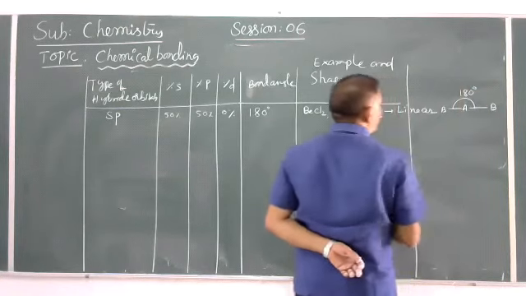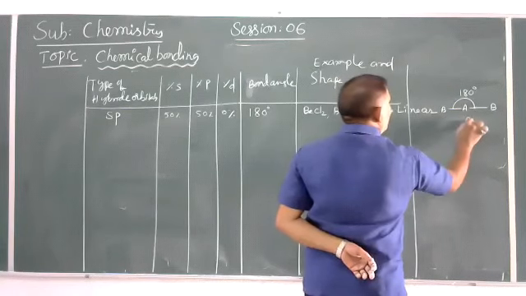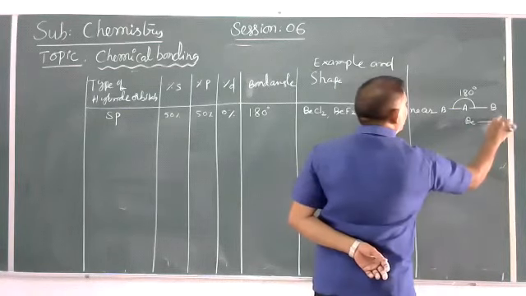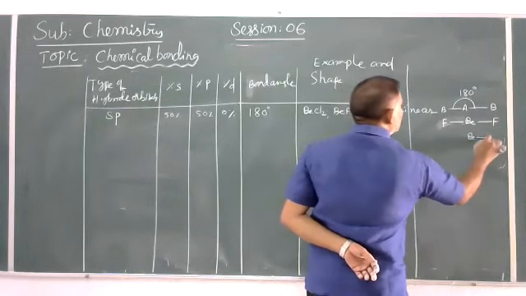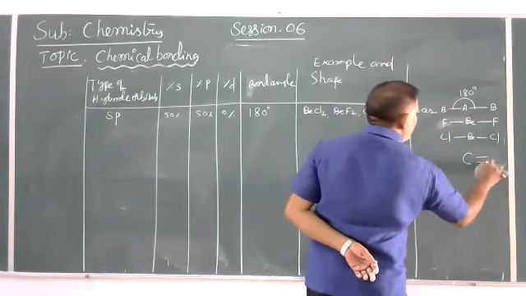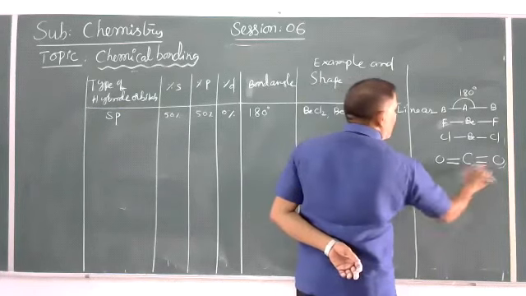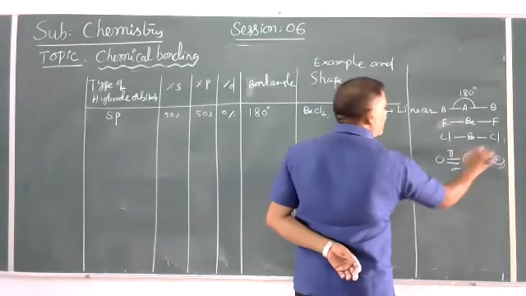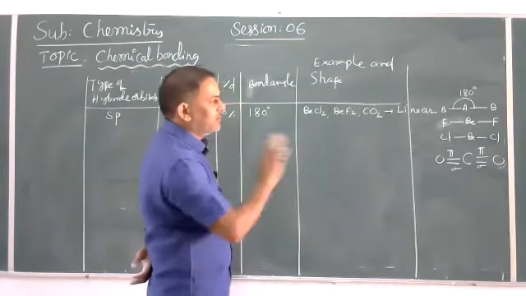There is no lone pair. In beryllium fluoride, the central atom is beryllium with two fluorines. In beryllium chloride, beryllium with two chlorines. In carbon dioxide, C double bond O, C double bond O. Only sigma bonds participate. As already explained, pi bonded orbitals do not get involved. That is the first one.